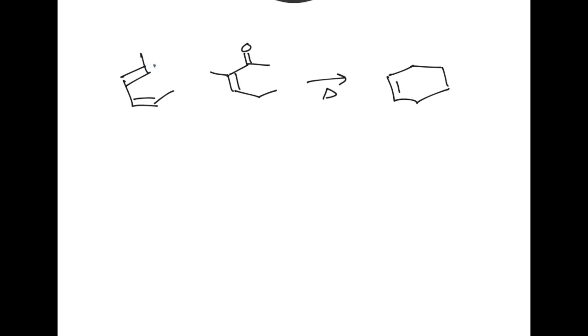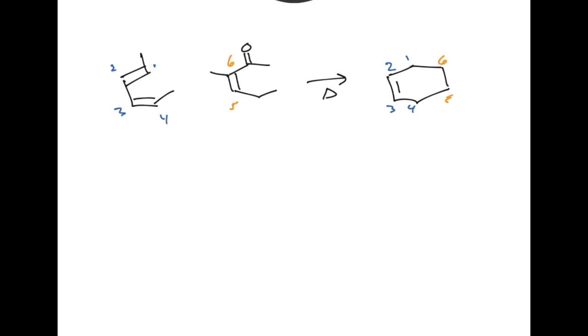We can also have more than one group on the dienophile, on each carbon of the dienophile. And we're going to do effectively the same thing we did before, right? Which is we're just going to have to compare to the groups we already have.